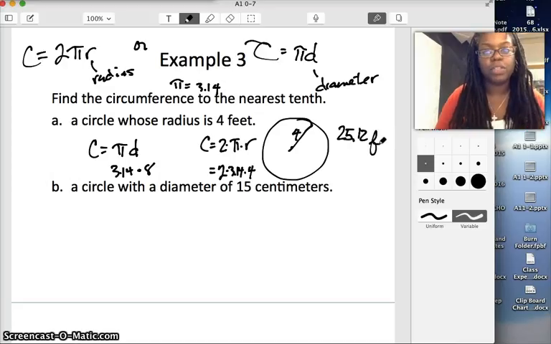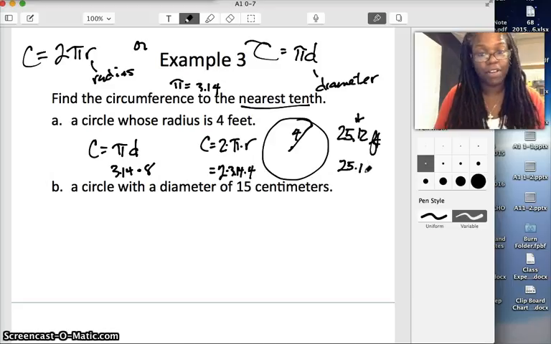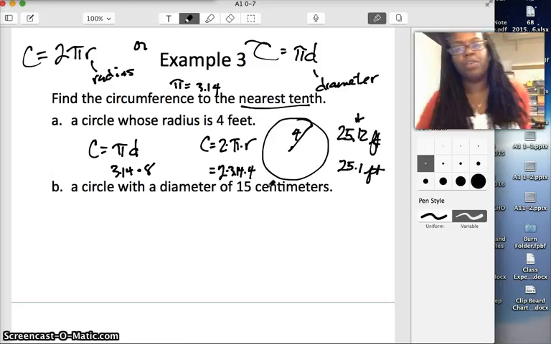Now check this out. We're talking about feet, so it's feet that we're going to put it in. However, they asked us to round to the nearest tenth. This is the tenth place, so it's really 25.1 since this number in the hundredths place is not 5 or above.